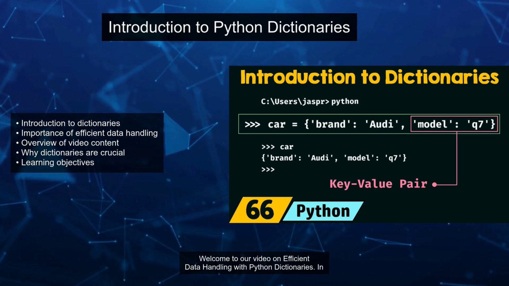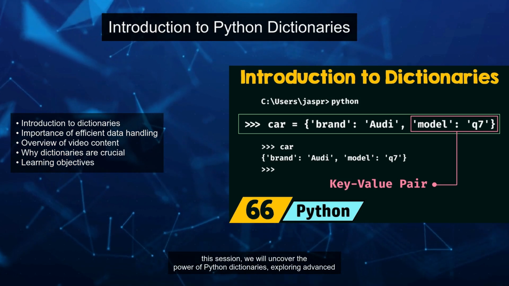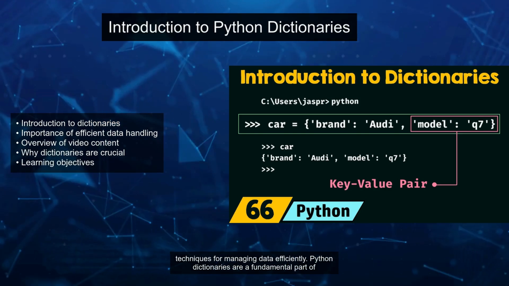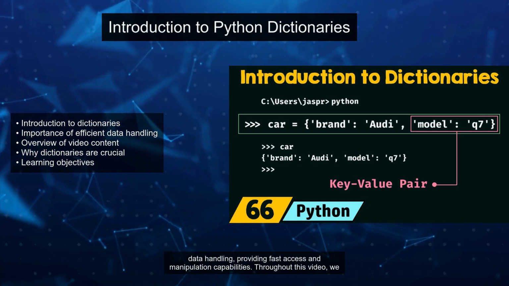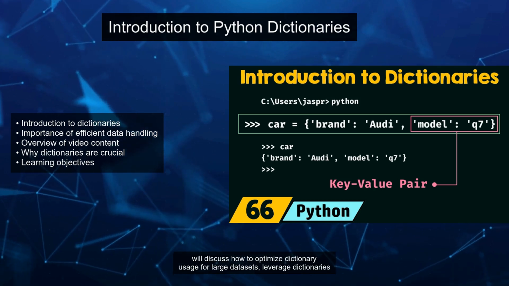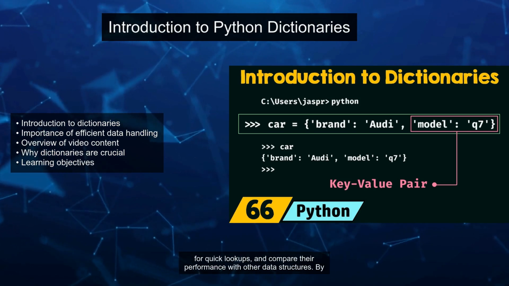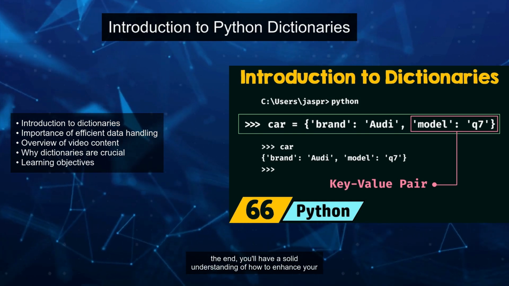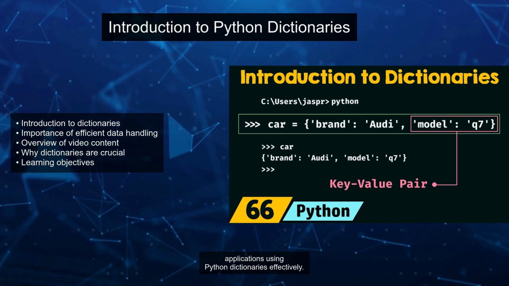Welcome to our video on efficient data handling with Python dictionaries. In this session, we will uncover the power of Python dictionaries, exploring advanced techniques for managing data efficiently. Python dictionaries are a fundamental part of data handling, providing fast access and manipulation capabilities. Throughout this video, we will discuss how to optimize dictionary usage for large datasets, leverage dictionaries for quick lookups, and compare their performance with other data structures. By the end, you'll have a solid understanding of how to enhance your applications using Python dictionaries effectively.